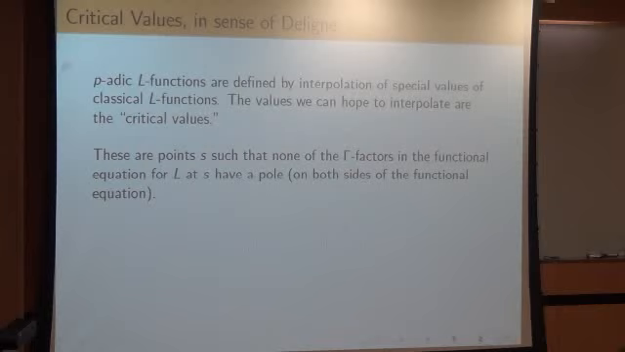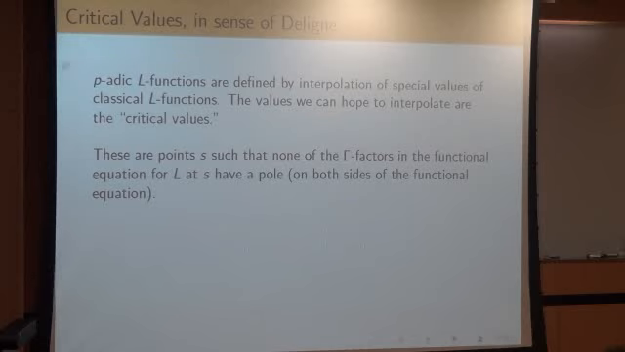Okay, so let me discuss this issue of critical values, what I was discussing in the previous slide. p-adic L functions are typically defined by interpolation of special values of classical L functions. And the values that you interpolate are usually called critical values. So what's a critical value? It's a point such that none of the gamma factors in the functional equation at that point, or on its image point in the functional equation, has a pole. And that's called a critical value.